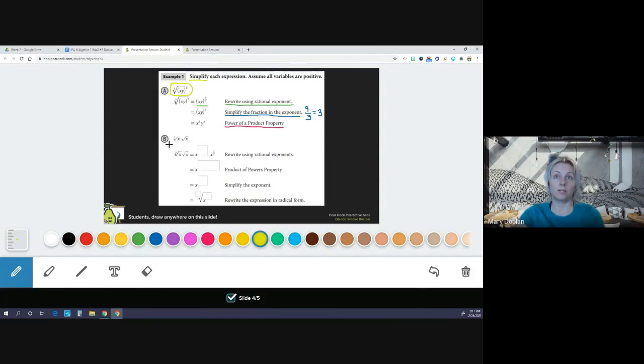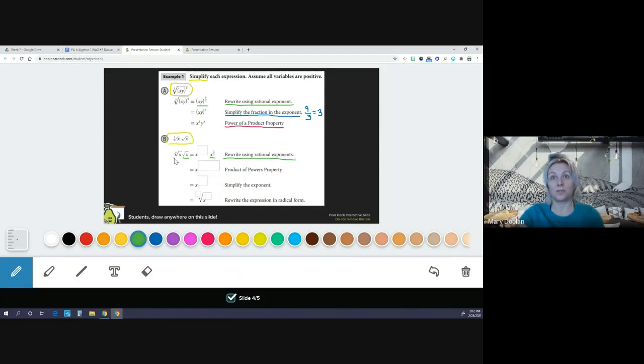Okay, let's take a look at this one. So now we're starting with this. We're going to simplify the 5th root of x times the square root of x. If you don't see an index, that's a square root. The first step says to rewrite using rational exponents. Just like we did up here, we're going backwards. They did this one for you. They took the square root of x and rewrote it as x to the 1/2 power.